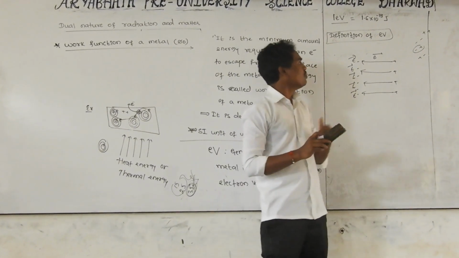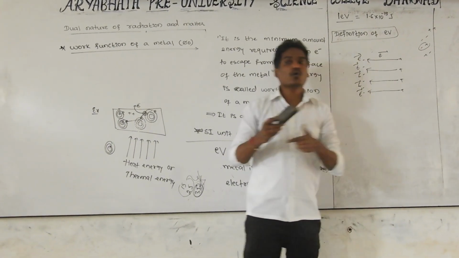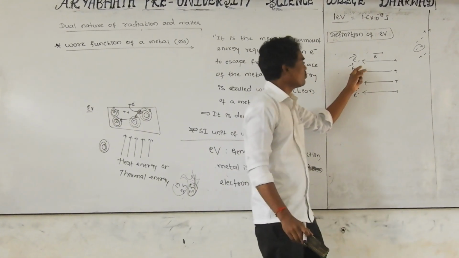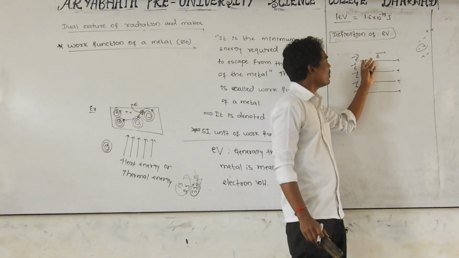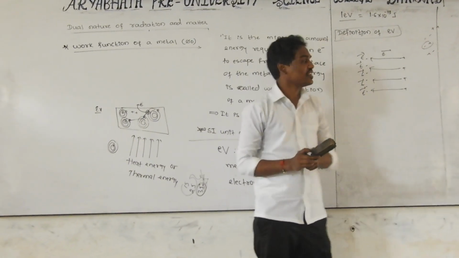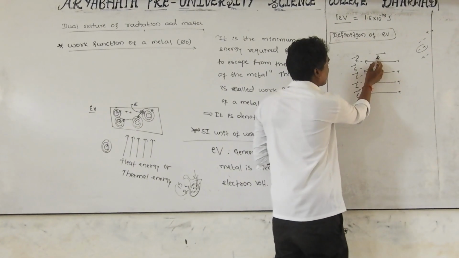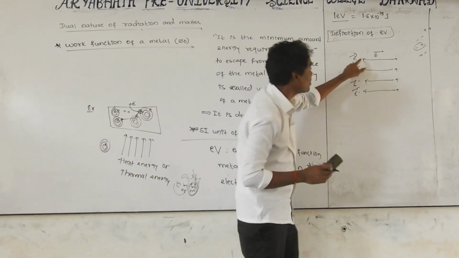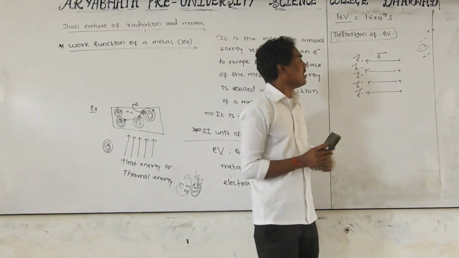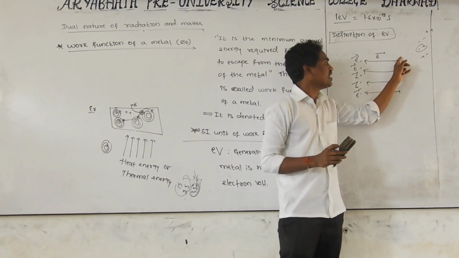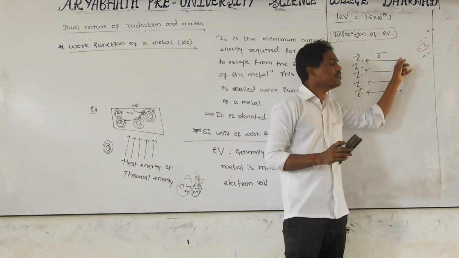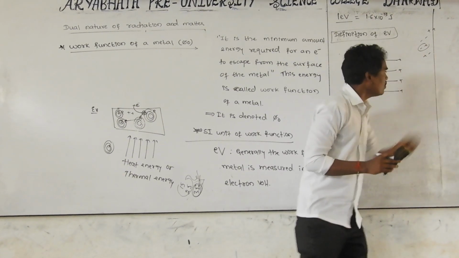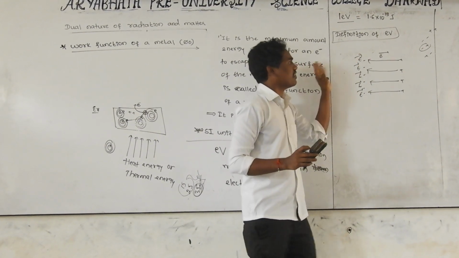Then from what point to what point is the electron always moving? The electron is always moving from the negative plate to the positive plate. What is the reason behind this? Here the electron experiences an electrostatic force of repulsion from these charges, and the electron experiences an electrostatic force of attraction from these charges. This plate attracts the electron, and this plate repels the electron.